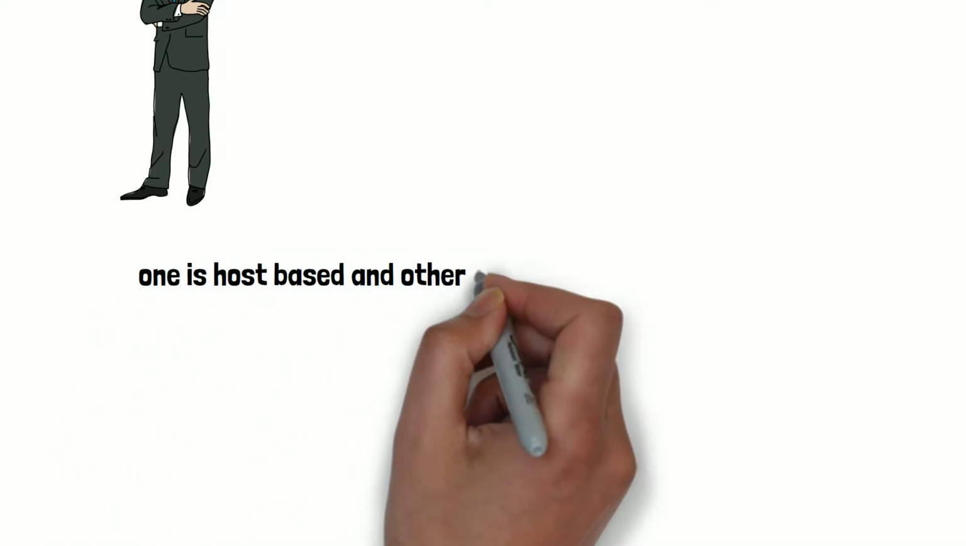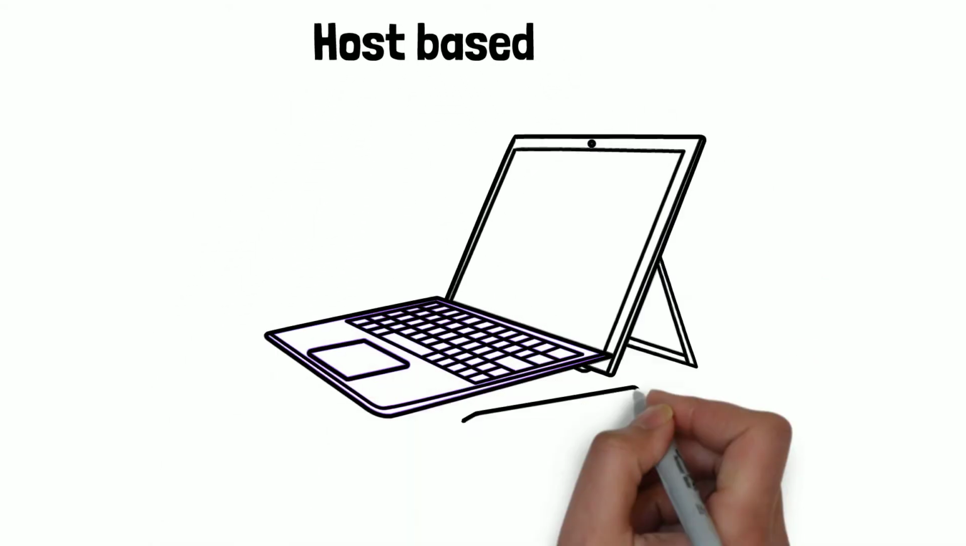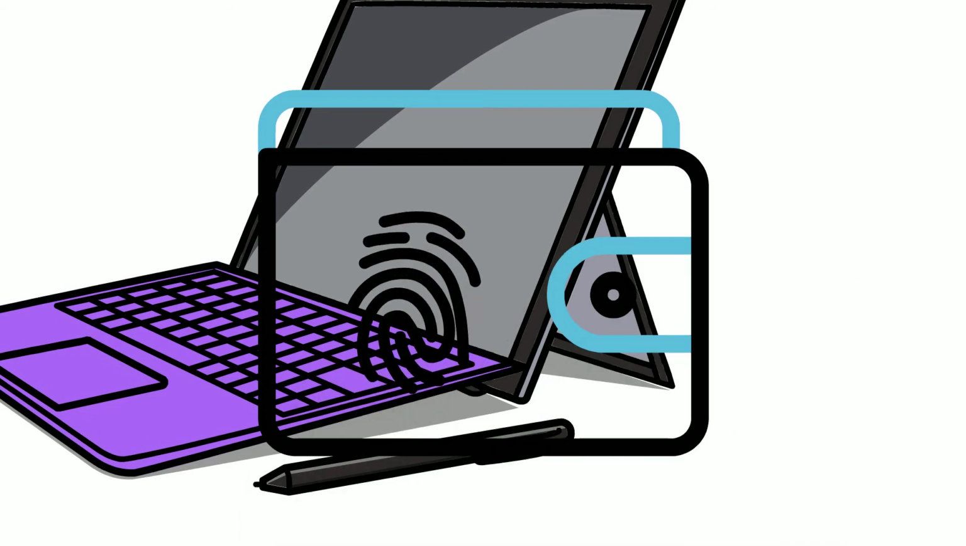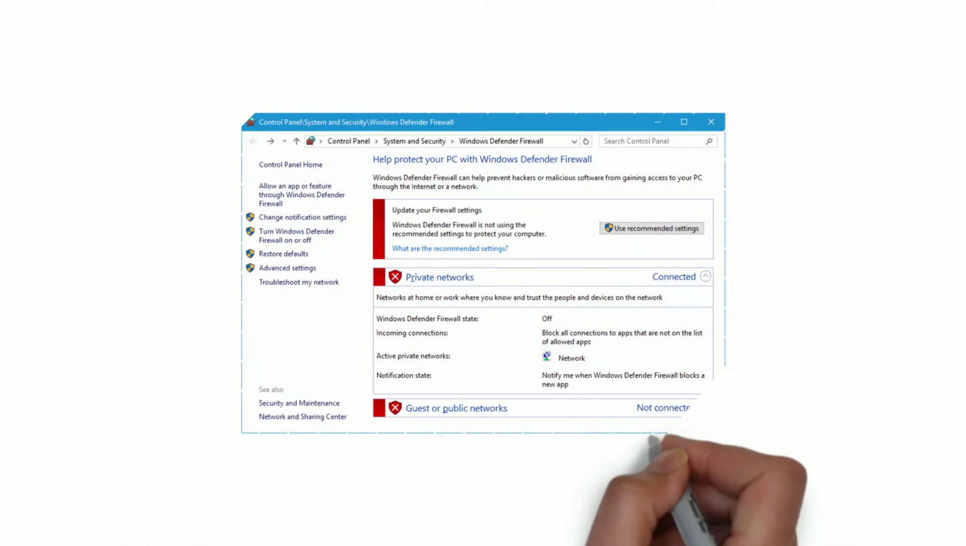Firewalls come in two forms. One is host-based and the other is a network-based firewall. The host-based one is a type of firewall that protects a single computer from malicious software or malware. An example is Microsoft Windows Firewall.